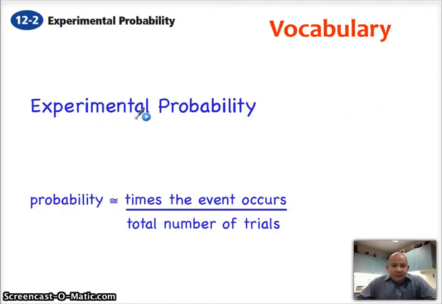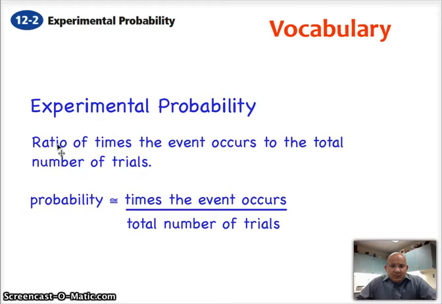Experimental probability. Experimental probability I want you to write down in 2 different ways. One is a definition, and then the other one is a mathematical equation. Let's look at it. Experimental probability is a ratio. What is it? Well, it's the ratio of times the event occurs to the total number of trials. Here it's expressed mathematically: experimental probability is the number of times the event occurs over the total number of trials. We'll see that in one of our next examples.